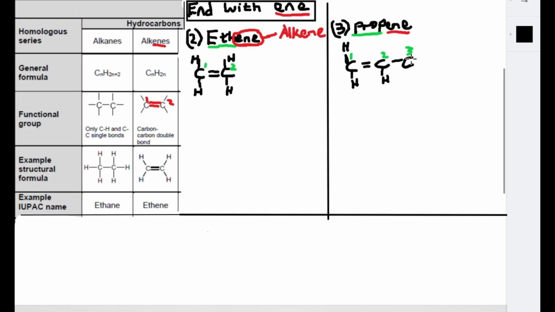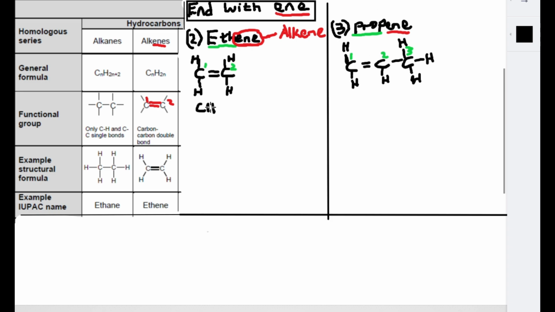In the third carbon, we have only 1 bond, so we add the remaining hydrogens. That is our propene. These are our structural formulas. For the ethene, this is our structural formula. For propene, this is our structural formula.